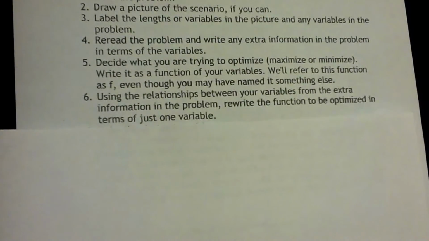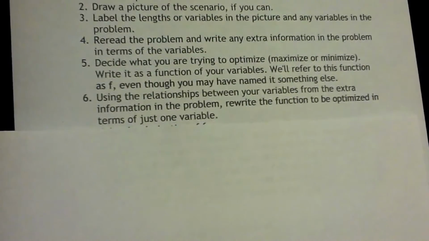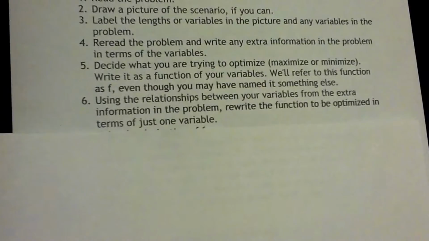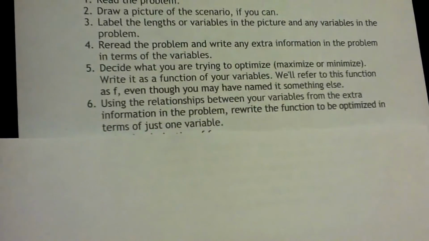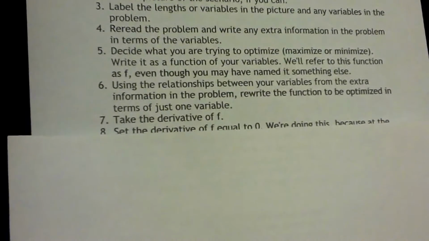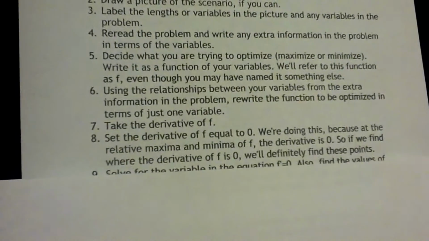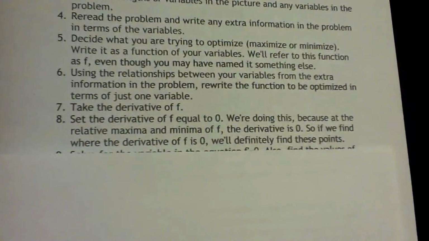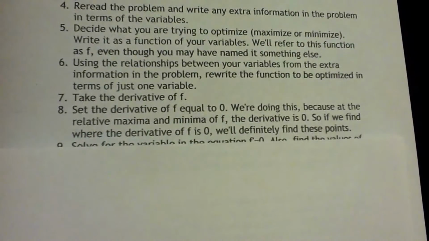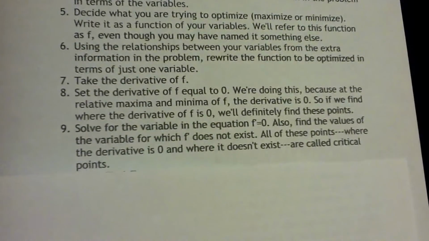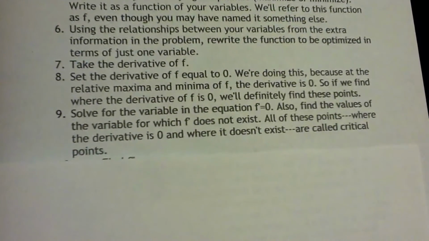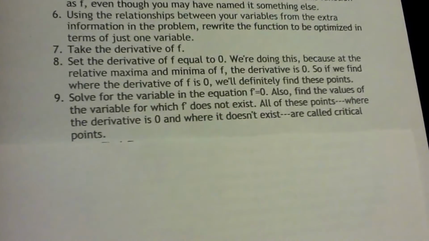The sixth step is to use the relationship between the functions from the extra information of the problem and rewrite the function to be optimized in terms of just one variable. Step 7 is to take the derivative of the function. Step 8 is to find the first derivative and set it equal to 0. Step 9 is to solve for the variable in the equation f' equals 0.